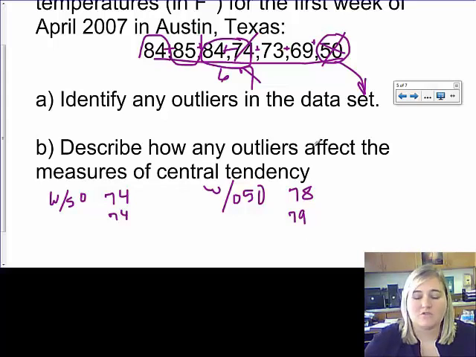My range, if I use 50, I have 85 minus 50. You should be writing these things down that I'm saying. My pen isn't working, and that's why I'm being lazy and not writing. Okay, so my range with 50 would be 35. And without 50, I would have to take my next smallest number, which would be 69, and my range would be 16. Okay, so the way that the outlier affects the measures of central tendency would be that it makes the mean and the median go down, and it increases the range.